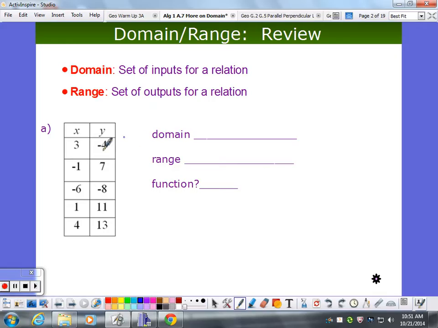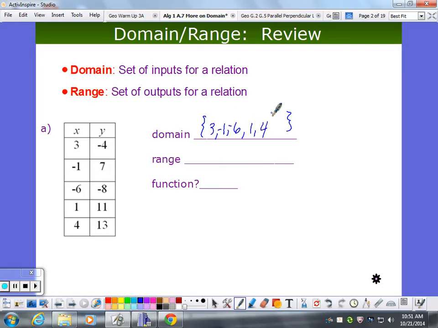The range is when you put in that input, you turn some handle, right, turn the crank, something pops out, that's its output. So for this particular relation, being a set of ordered pairs, what is the domain? What's the domain, Piyush? 3, -1, 6, -6, sorry, 1, 4.